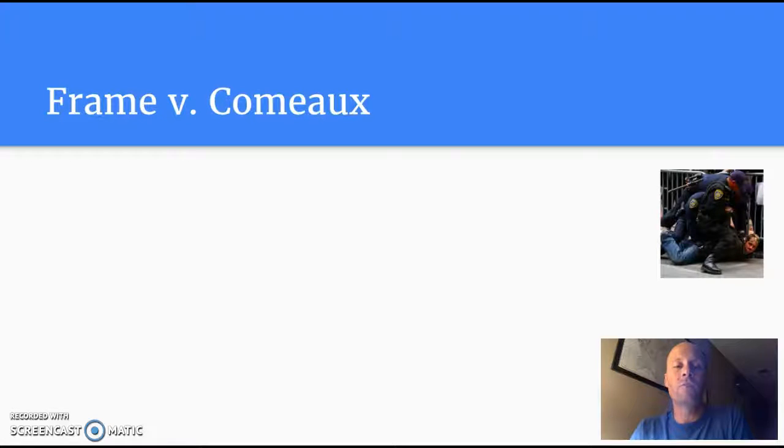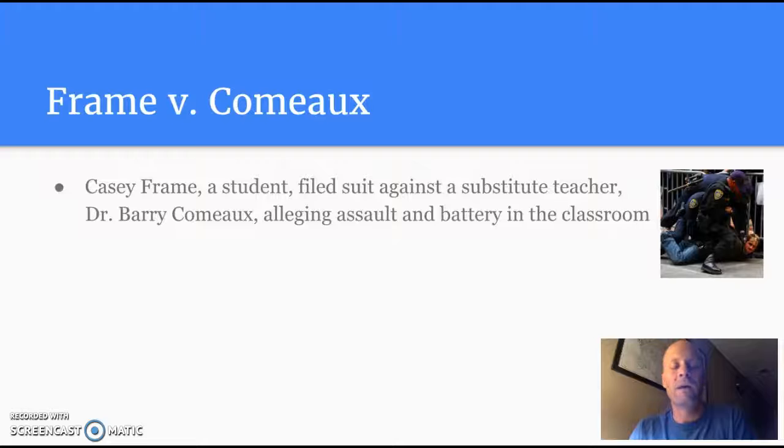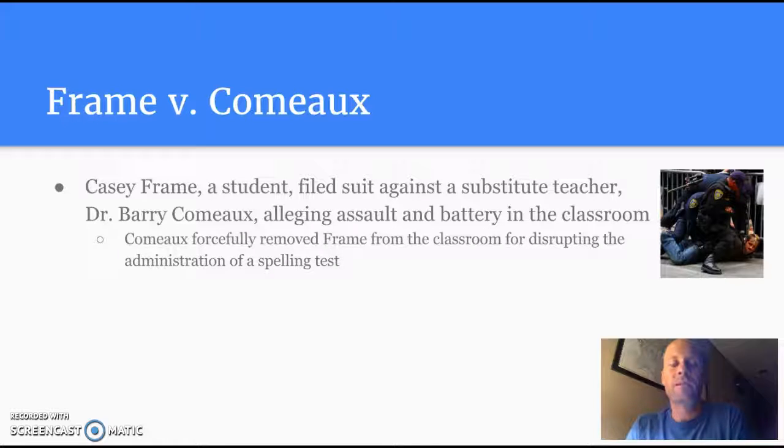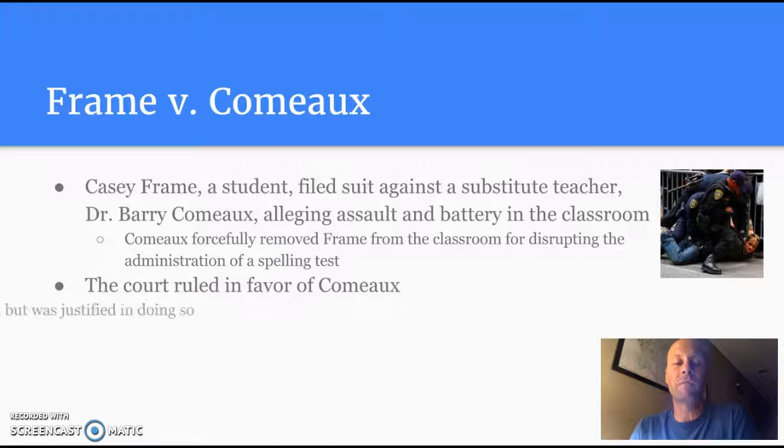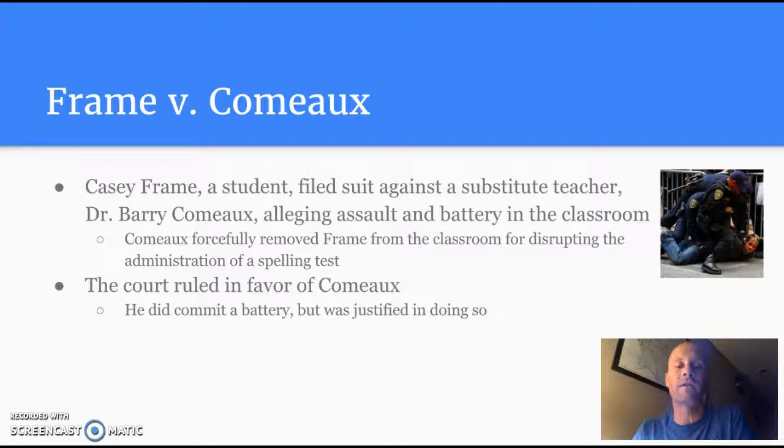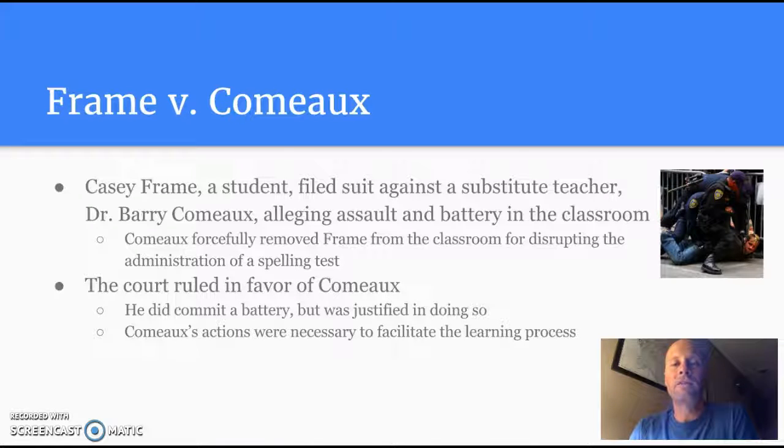Next was Frame versus Camo. Casey Frame was an 8th grade student at a school and there was a substitute teacher in his class, Dr. Barry Camo, and Casey Frame was alleging that assault and battery took place by the substitute teacher. Basically, Camo forcefully removed Frame from the classroom because he and other students had been disrupting the spelling test that was being administered. The court ruled in favor of Camo. They did say that he committed battery but was justified in doing so, and his actions were necessary to maintain order and to help facilitate the learning process.